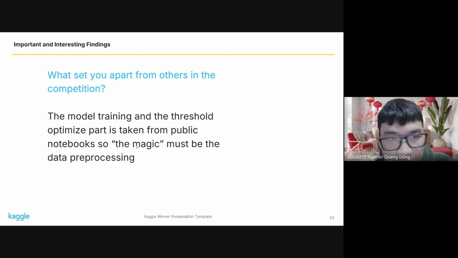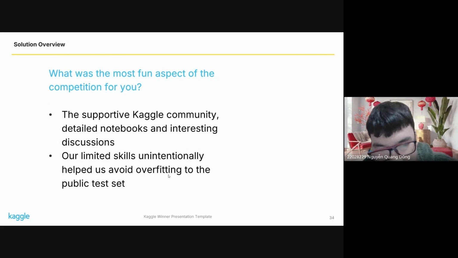What set us apart in this competition must be the data pre-processing, because the model training and the threshold optimization part is taken from the public notebooks. So it must be the careful handling and engineering of the data that made the difference. The most enjoyable part of the competition was definitely the supportive Kaggle community. The detailed notebooks and discussions were really helpful.